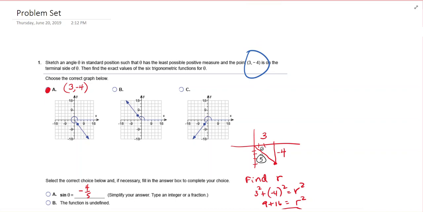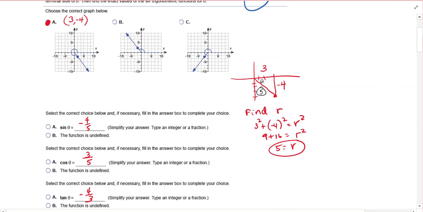Now if I plot that point (3, -4), think about it: over 3, down negative 4. That point is in the 4th quadrant. So this angle is the only one that has the point in the 4th quadrant. This one's in the 2nd, this is in the 3rd. So the angle is that. All right. Select the correct choice.